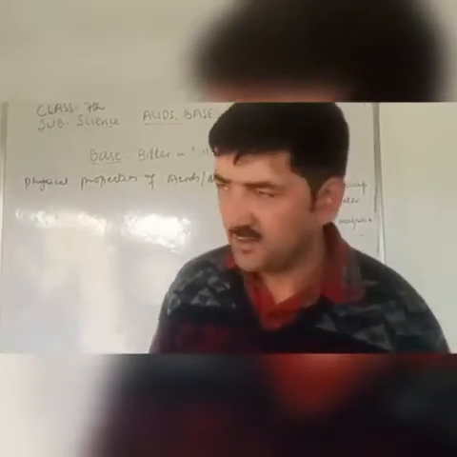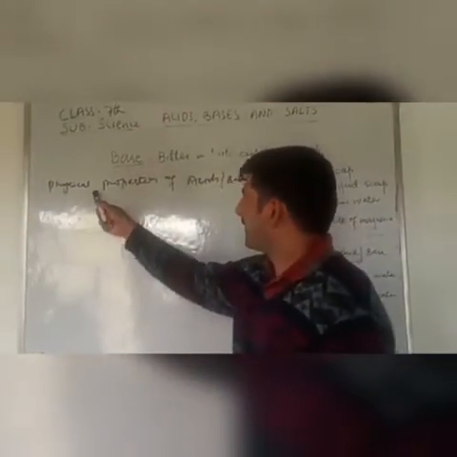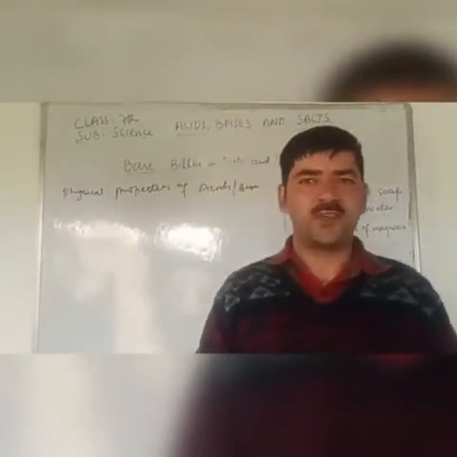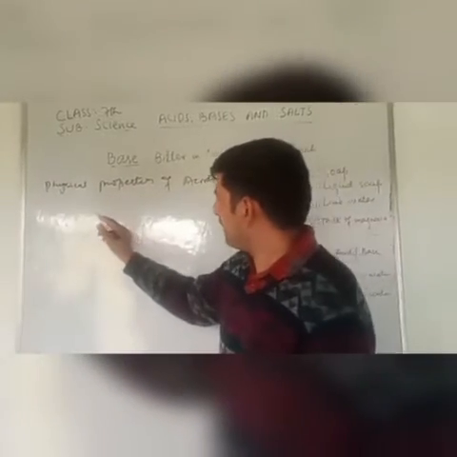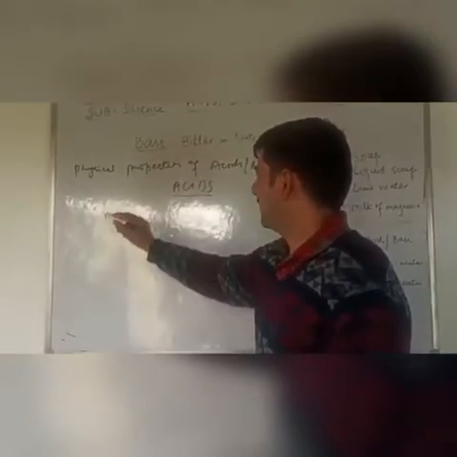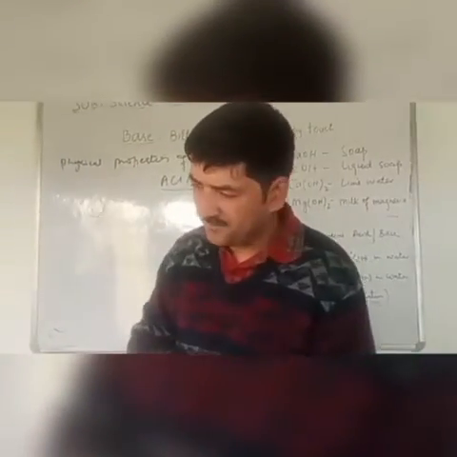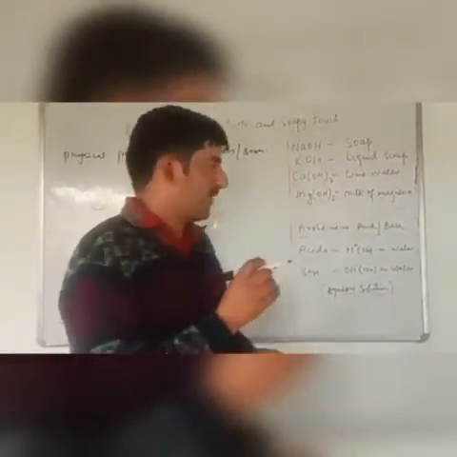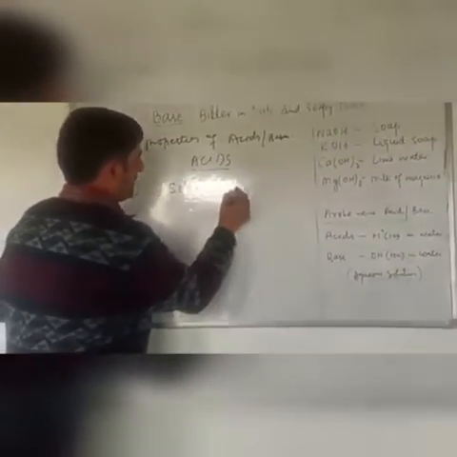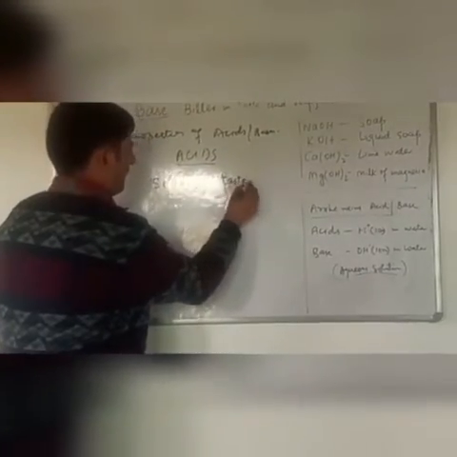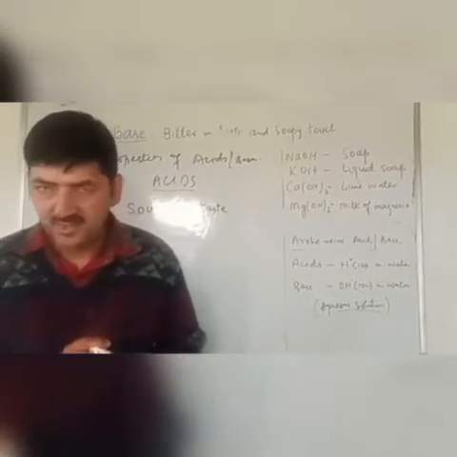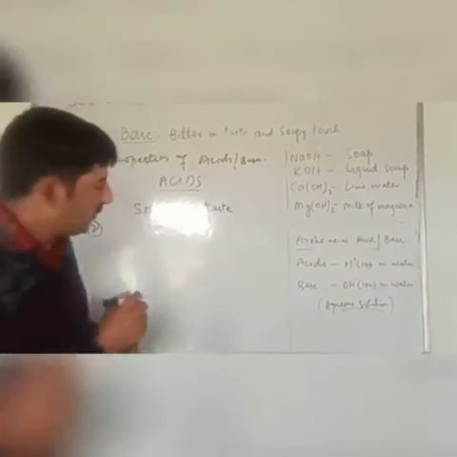Now students, we will discuss physical properties of acids and bases. First of all, acid. What are the physical properties of acids? Number one, acids are sour in taste. Acids are sour in taste. They turn blue litmus to red.